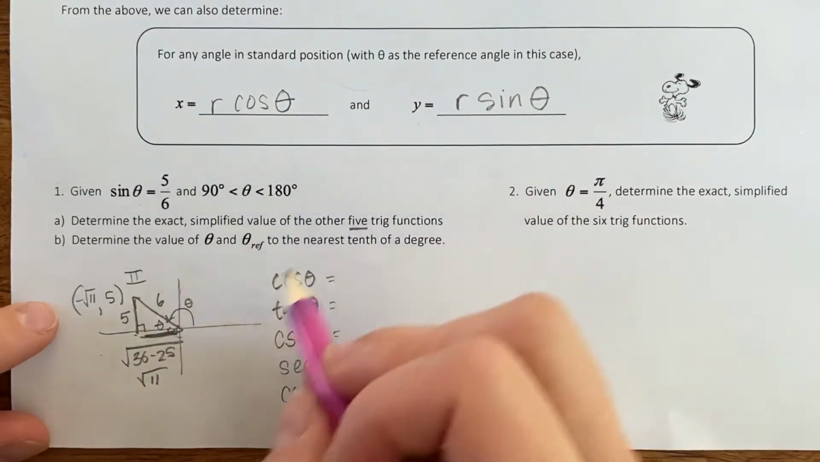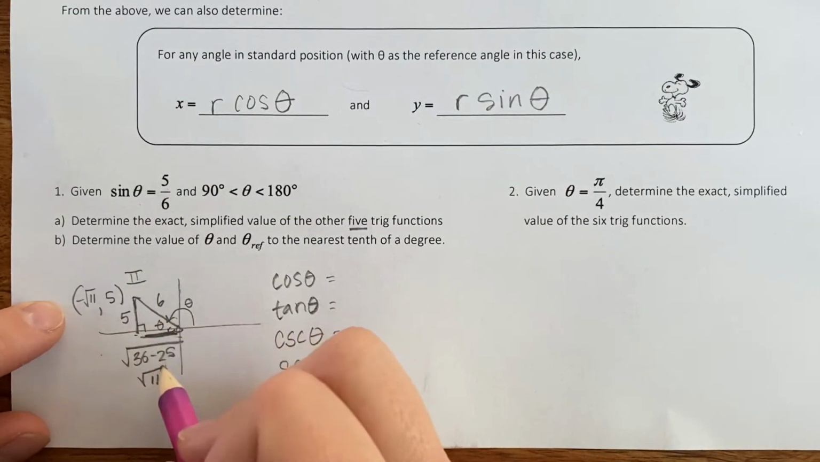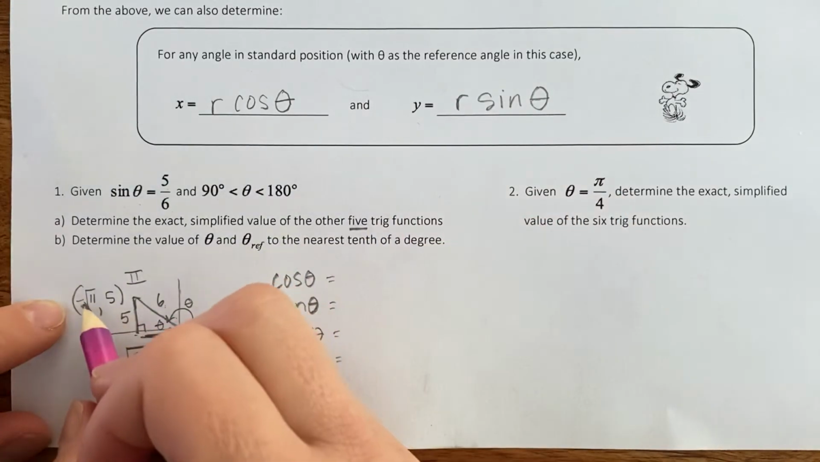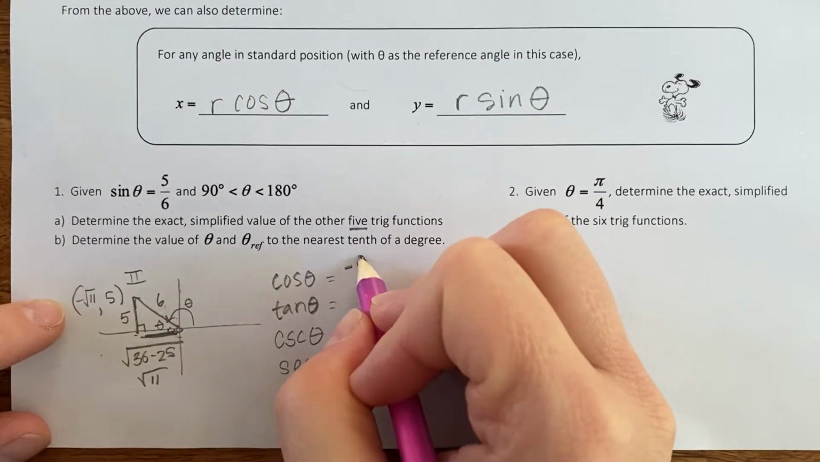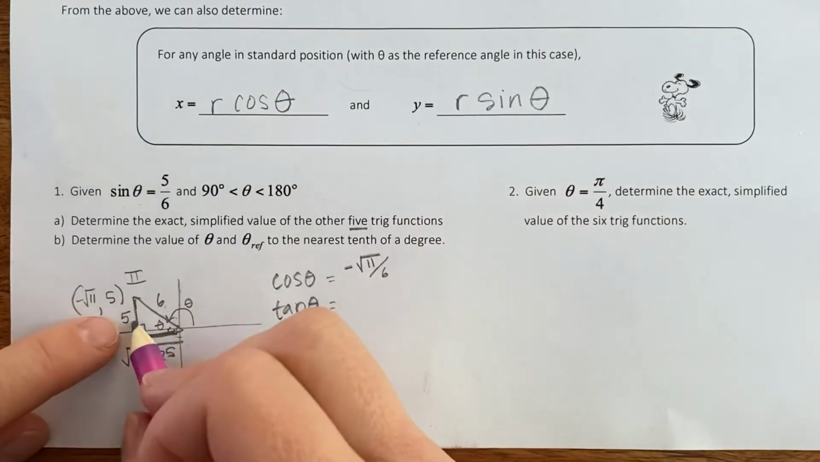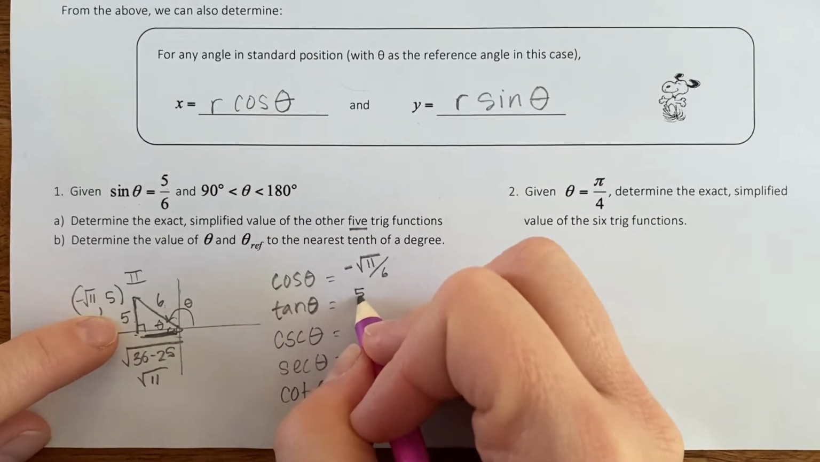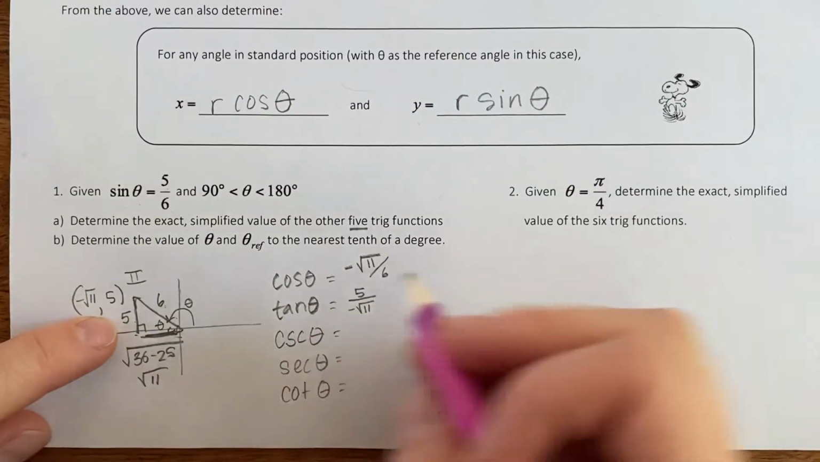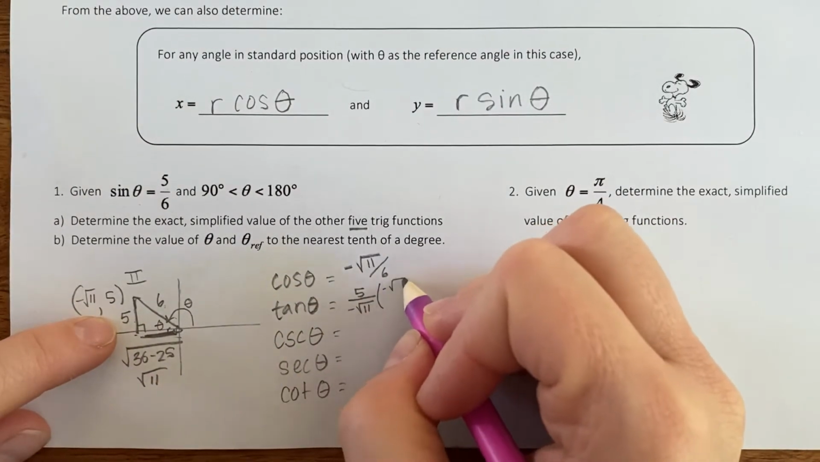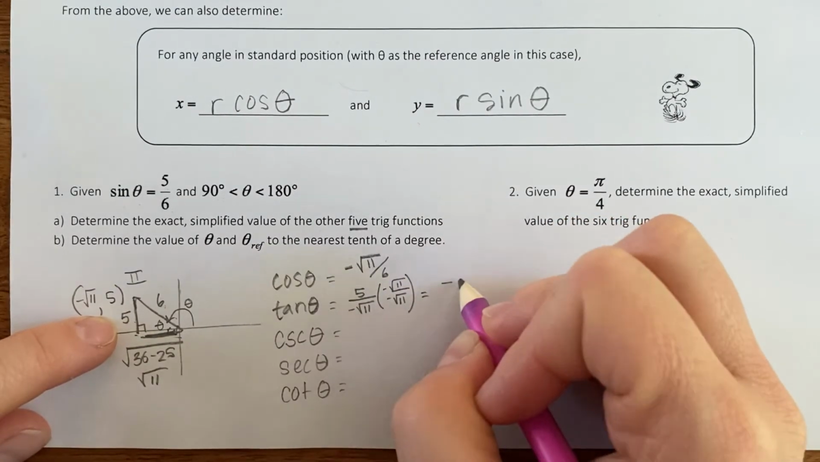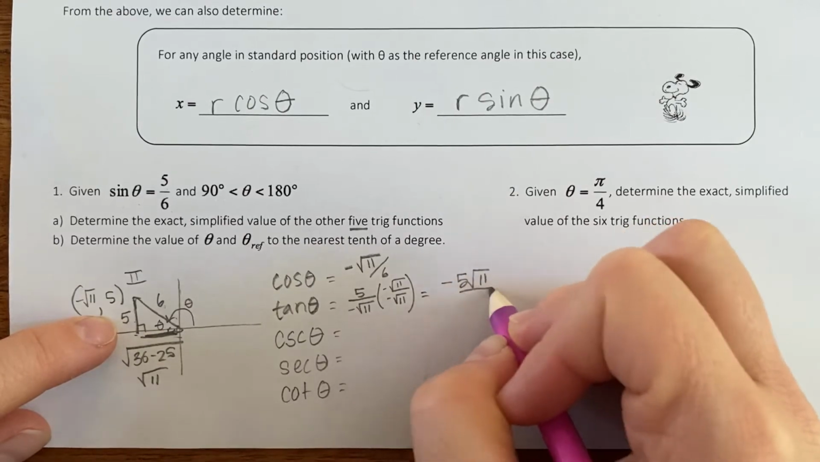Well, the cosine of theta is going to be x over r, but since we're in quadrant 2, it's actually going to be negative root 11 over 6. The tangent would be 5 over the opposite of root 11, and we're going to rationalize that and get negative 5 root 11 over 11.